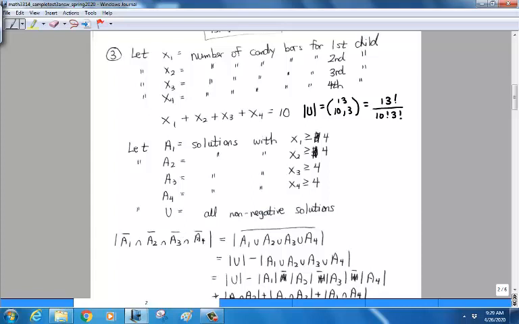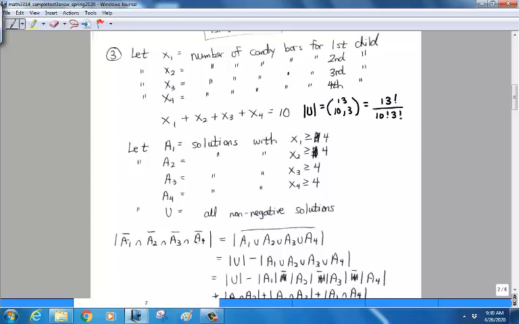Because if you intersect the complements of these four sets, you get x1 is less than or equal to 3, and x2 is less than or equal to 3, and x3 is less than or equal to 3, and x4 is less than or equal to 3. In other words, the number of candy bars that each child gets is less than or equal to 3, and that's exactly what we're interested in counting.